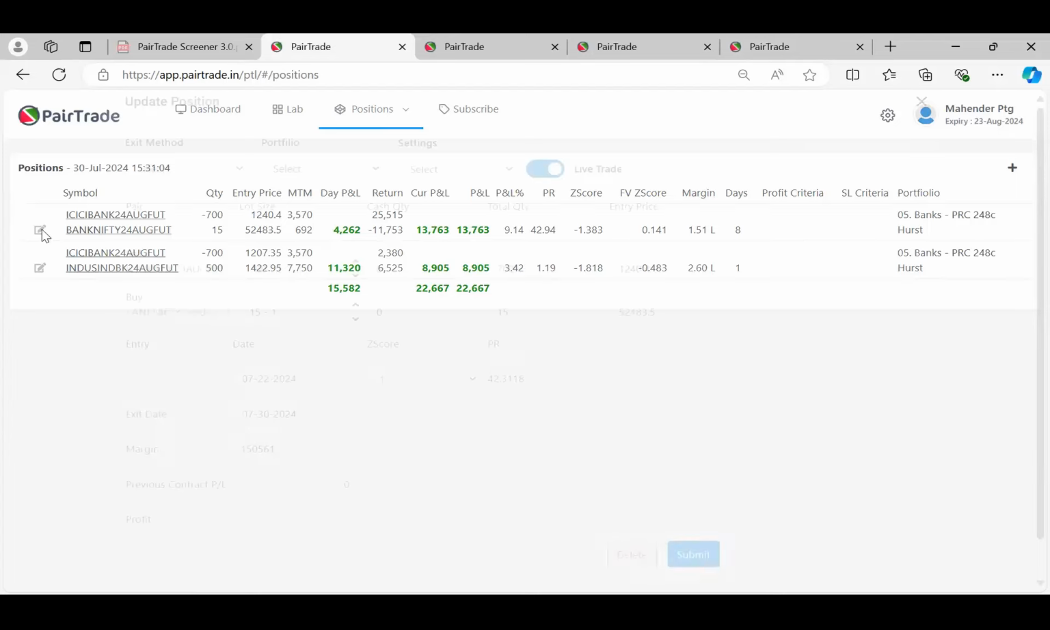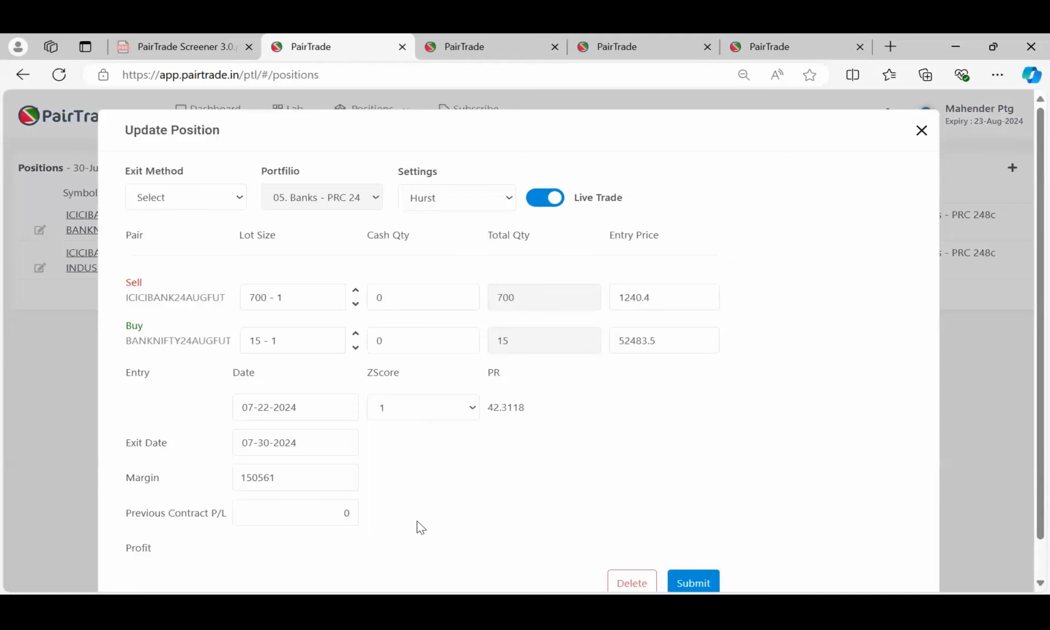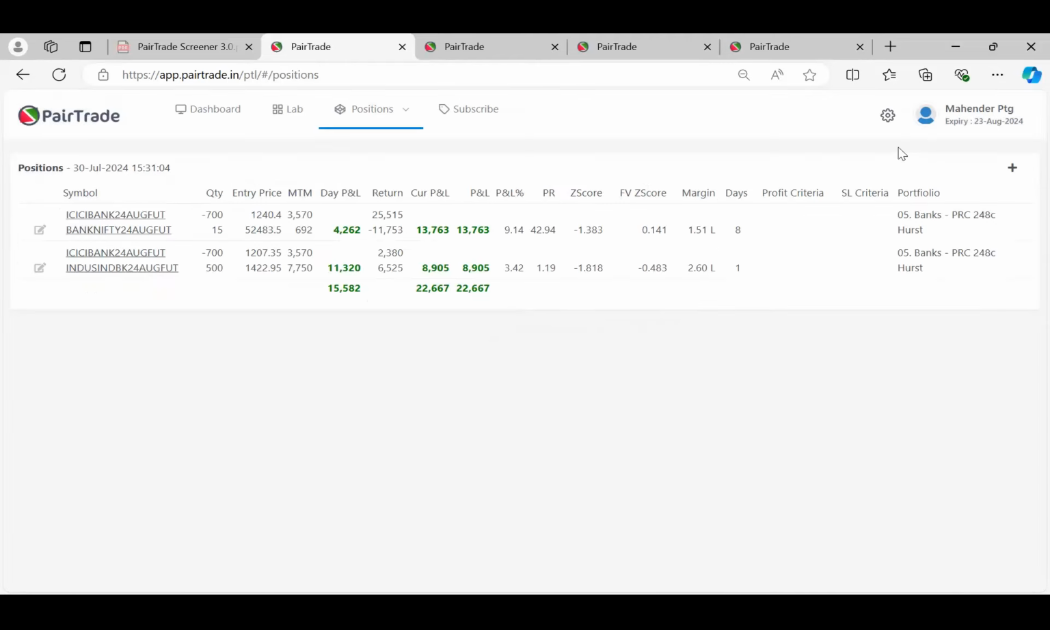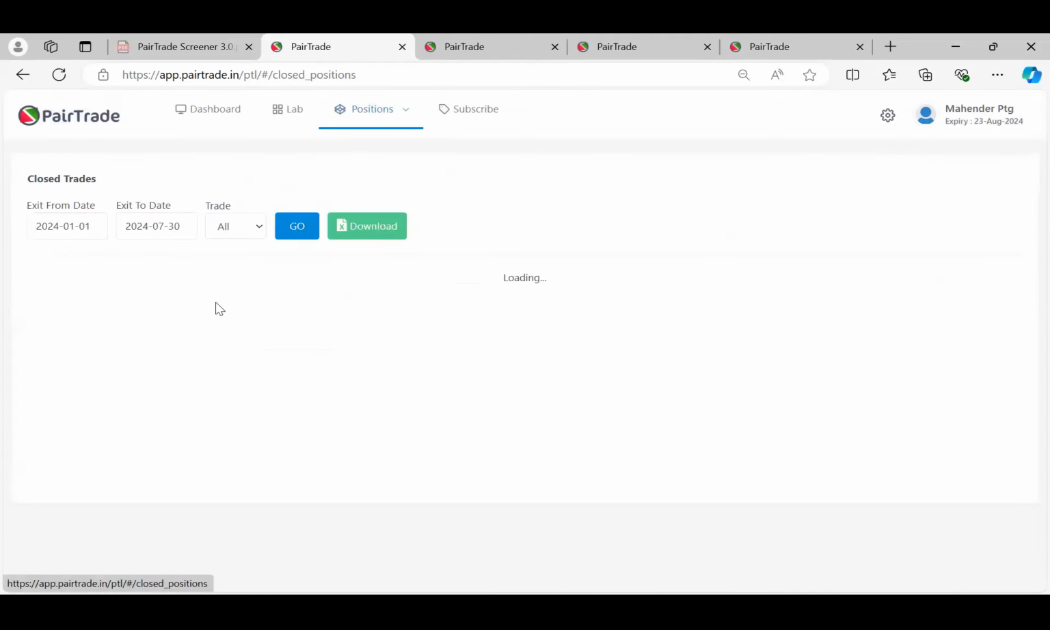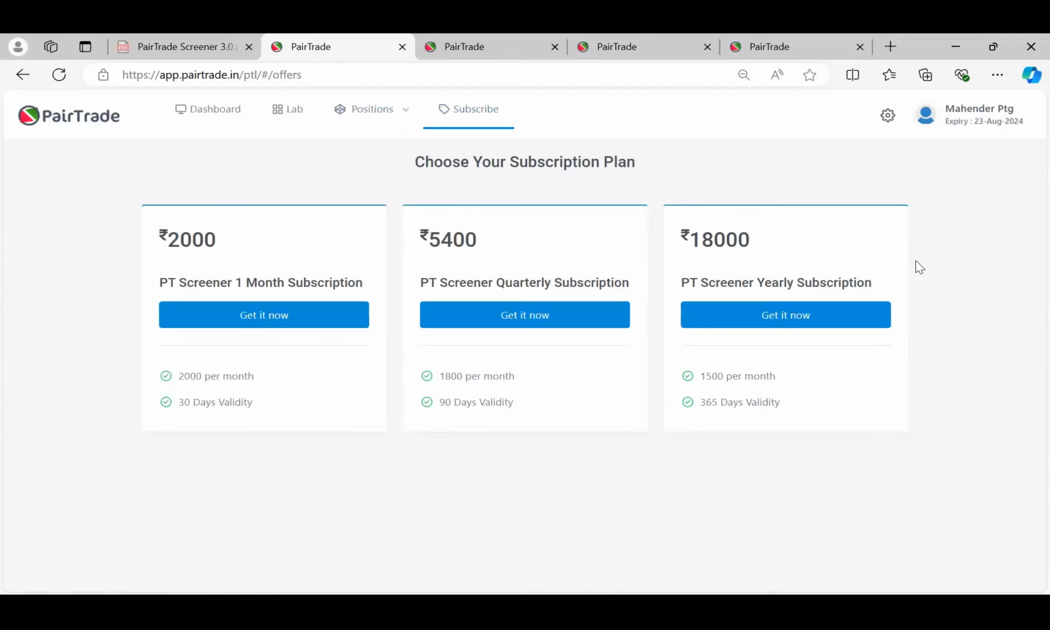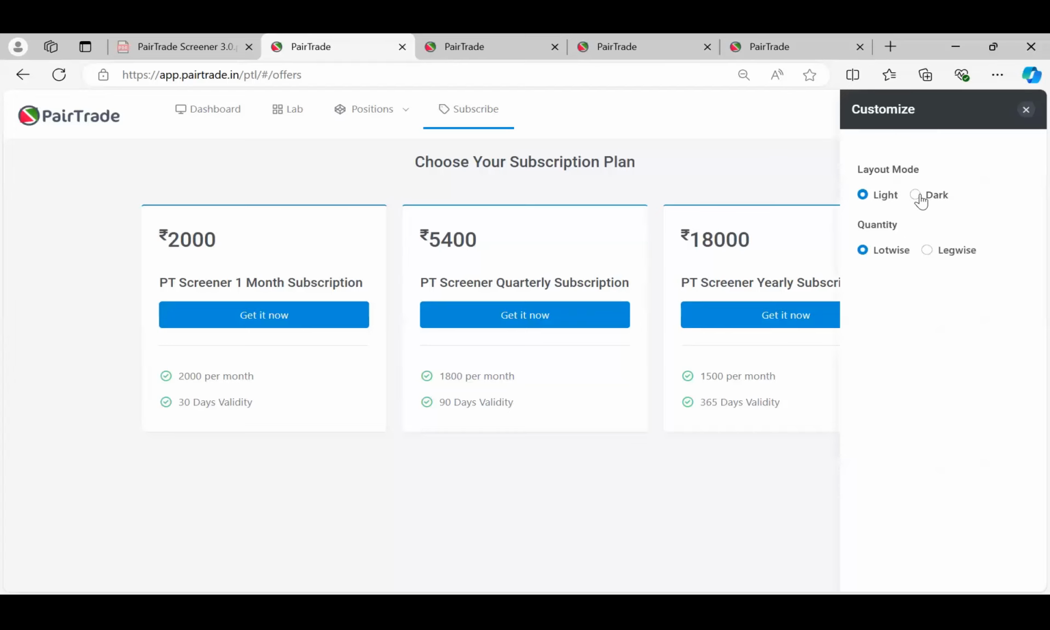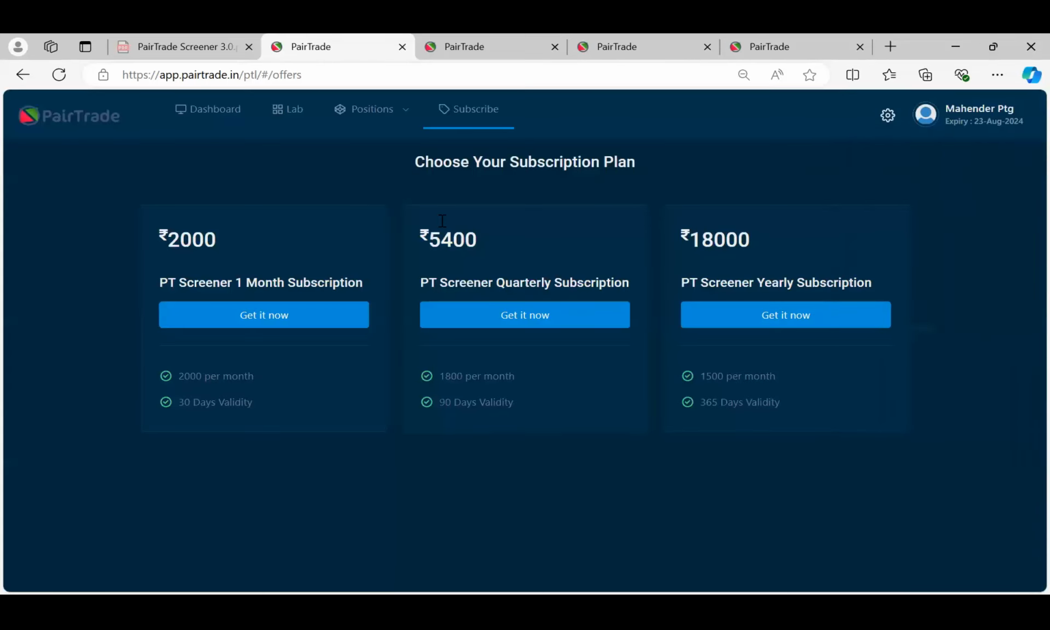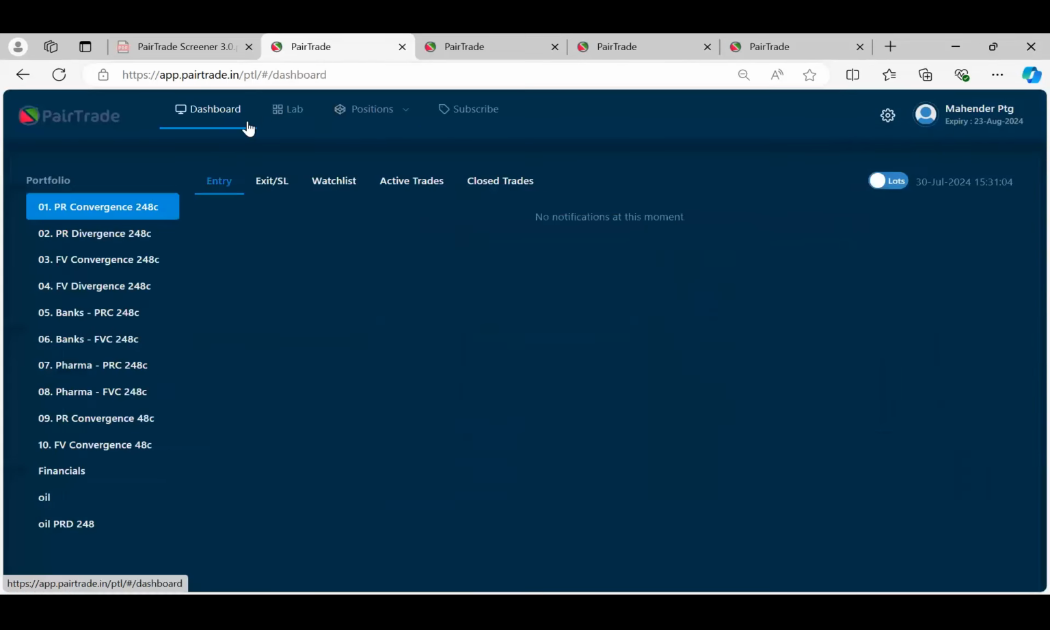You can edit and do all sorts of things. You can explore this one yourself. Then closed trades are there. You can check the closed trades report. And dark mode is also available. You can just switch to the dark mode.